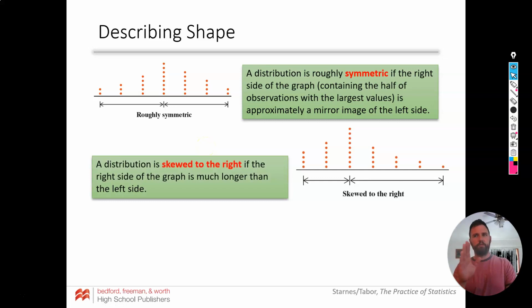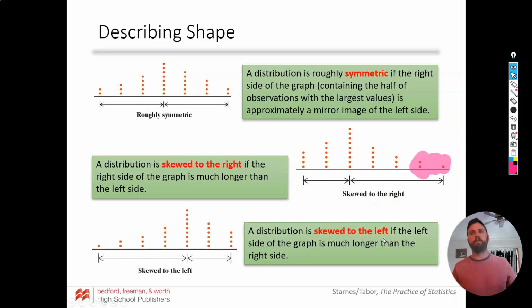Now if you're skewed to the right, what that means is you have data over here that's pulling your mean to the right. It's being pulled in that direction because you have some outliers. For example, if I had a basketball team and everyone was 6 foot tall, there's one guy 7'2". That 7'2" guy is skewing my average data to the right to make it too large.